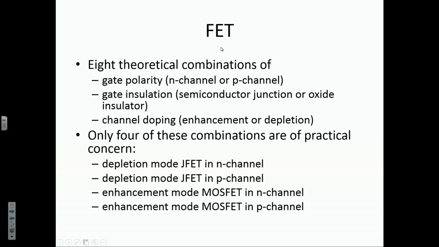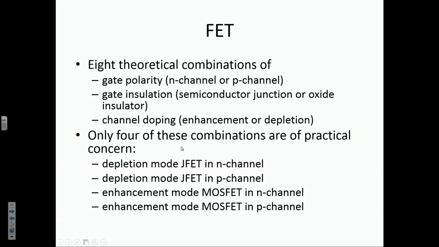So there are variables that you have to think about here. We've got N-channel or P-channel types, right? We've got semiconductor junction or oxide type insulators, and we've got the way that they're doped in terms of enhancement or depletion. So there are three different variables. Each one has two possibilities. That gives us 2 to the third, or 8 theoretical combinations, okay? So you could have an FET that was N-channel, oxide insulator, depletion channel doping, or any other combination of those.